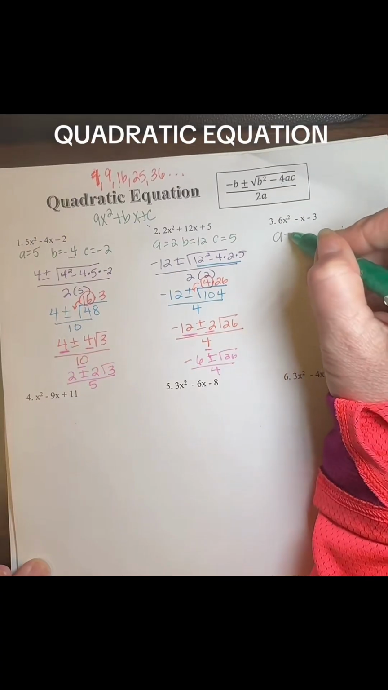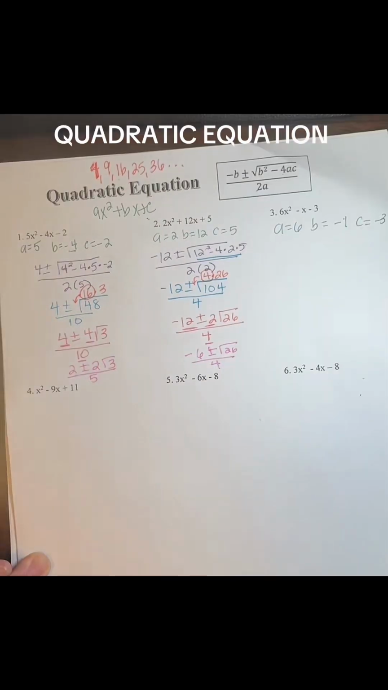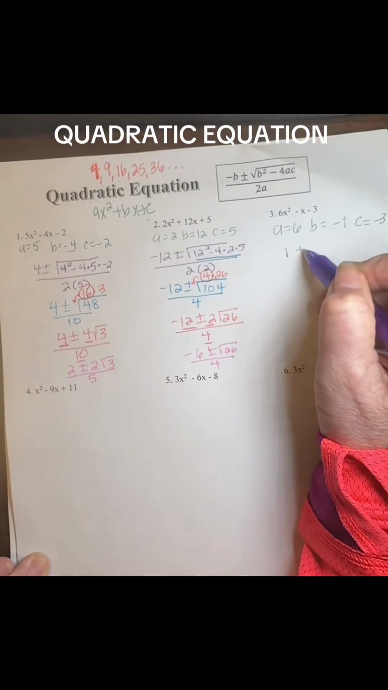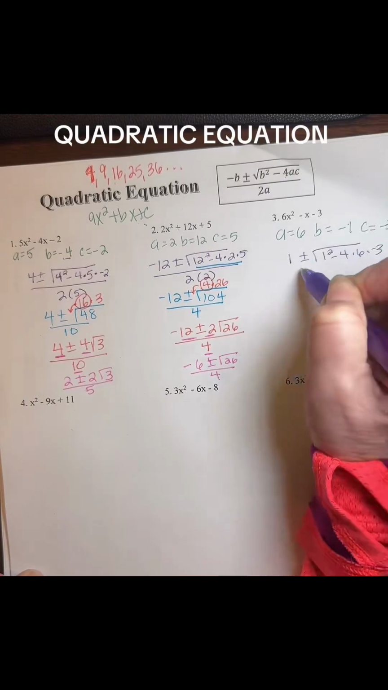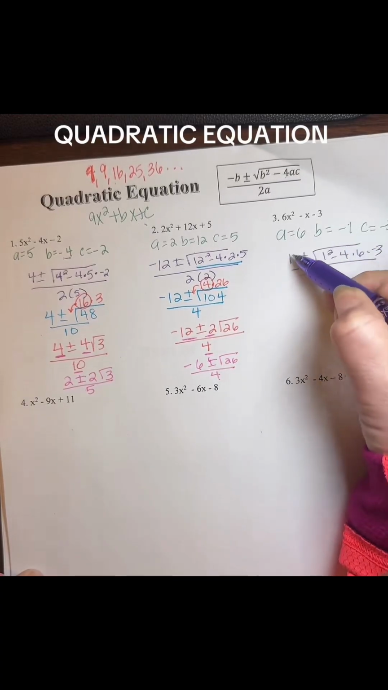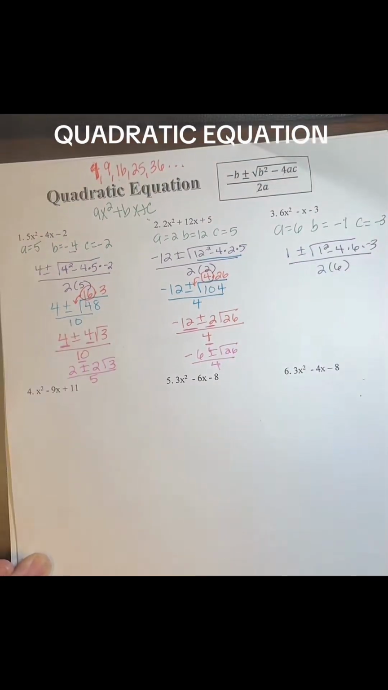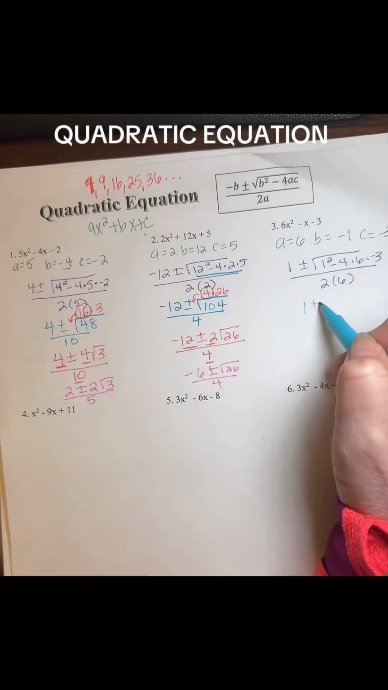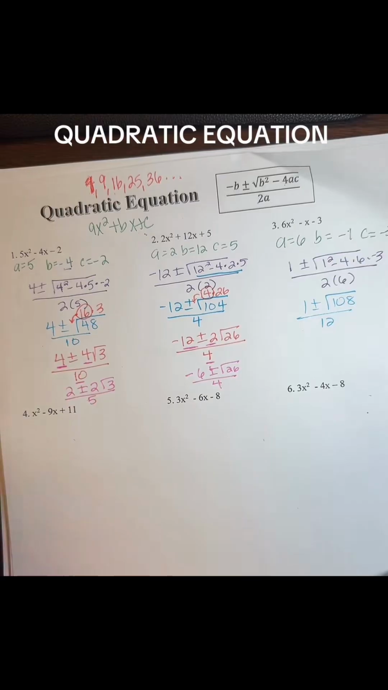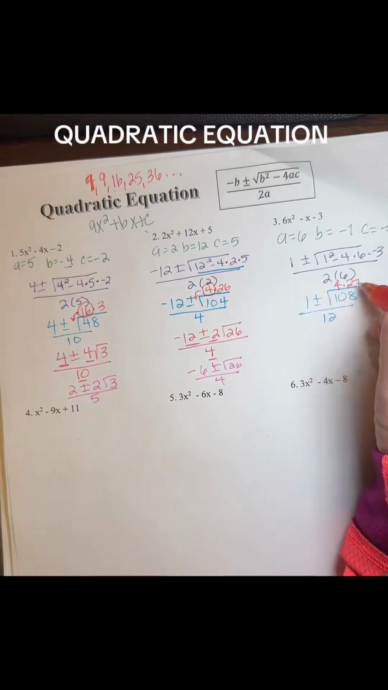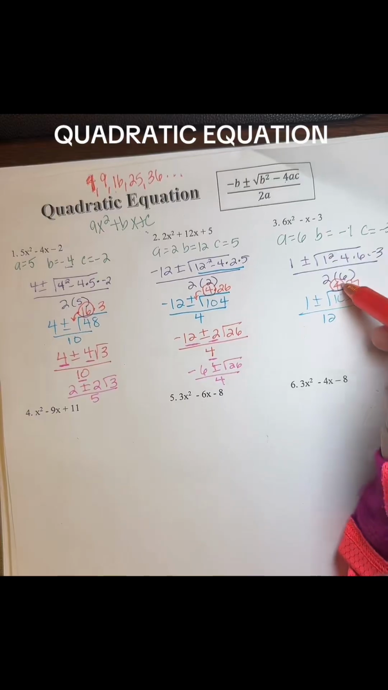Number 3, A equals 6, B equals -1, C equals -3. +1 plus or minus the square root of 1 squared minus 4 times 6 times -3. Remember, we changed this sign from here to here, and we dropped the negative here. 2 times 6. So that's 1 plus or minus the square root of 108 over 12. 4 goes into 108 27 times. Now, 27 can be broken down in by 9, so this isn't going to work.